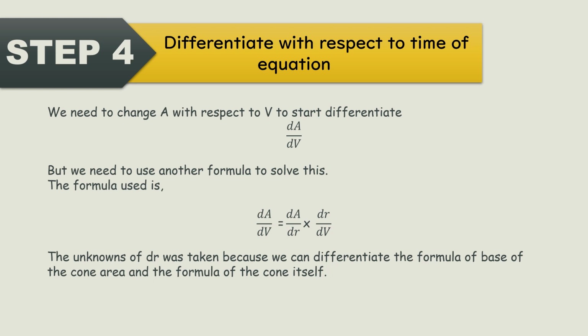The formula used is dA/dV equals to dA/dr multiplied by dr/dV. The unknown dr was taken because we can differentiate the formula of the base of the cone area and the formula of the cone itself.